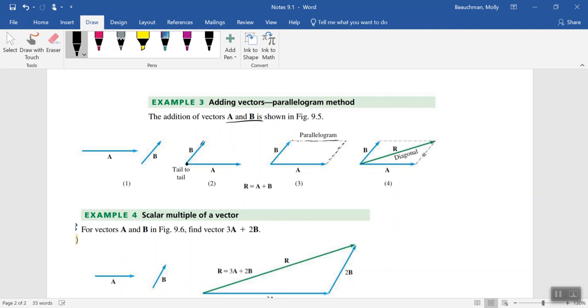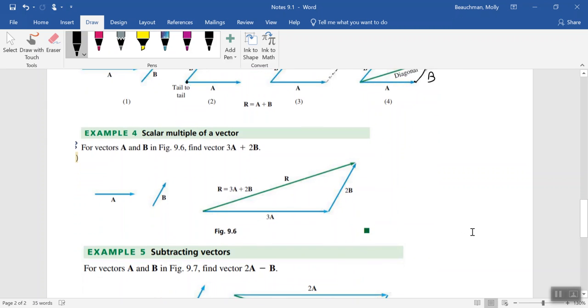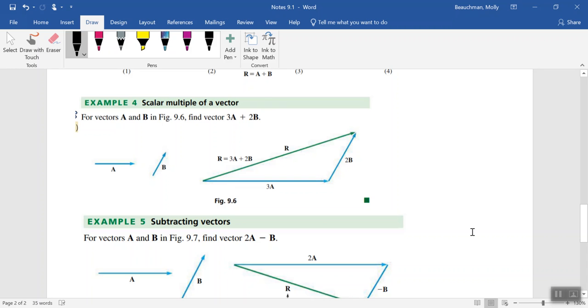So that's another way to add vectors. So notice this is A, this length right here is B. So that's how it's similar to what we did before. Okay, so we can use a parallelogram method. All right, we can also add together multiples of vectors.